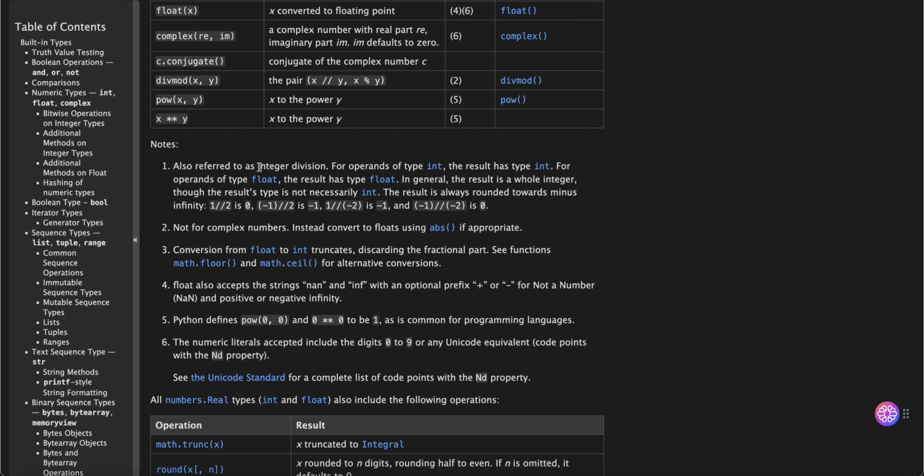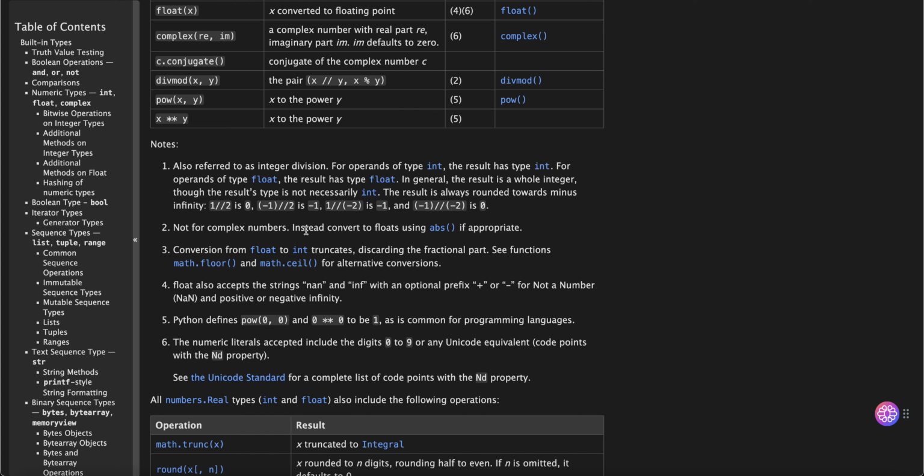Notes. Also referred to as integer division. For operands of type int, the result has type int. For operands of type float, the result has type float. In general, the result is a whole integer, though the result's type is not necessarily int. The result is always rounded towards minus infinity: 1//2 is 0, (-1)//2 is -1, 1//(-2) is -1, and (-1)//(-2) is 0.